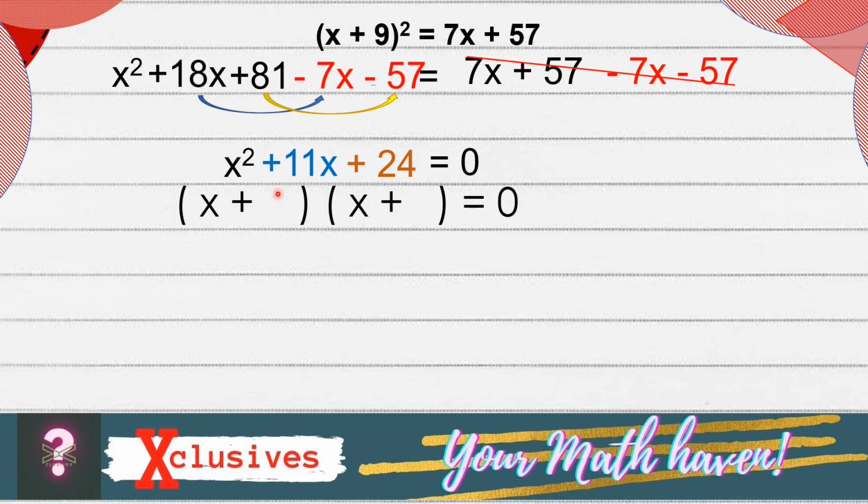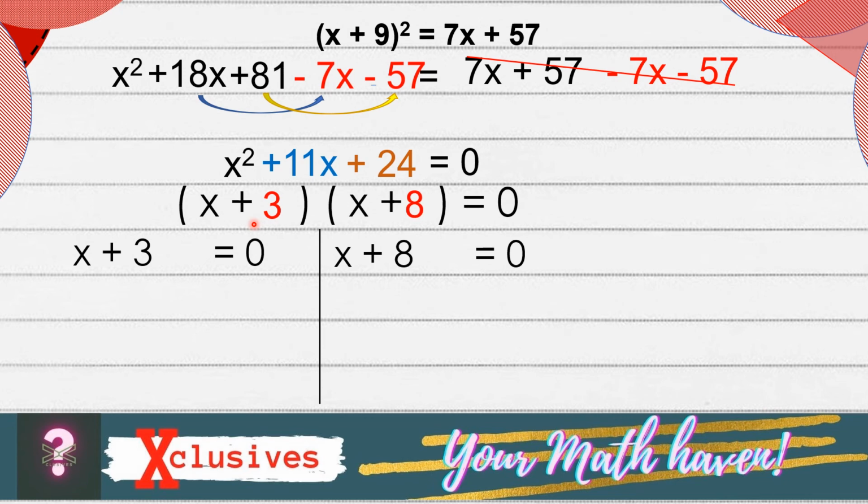And the pattern that we can use is (x plus )(x plus ). Now we need to think of two numbers that if we multiply, the result is 24. And if we add, the result is positive 11. And those numbers are 3 and 8. Now using zero product property, we can equate these two factors to 0. So let us simplify. x plus 3 is equal to 0.